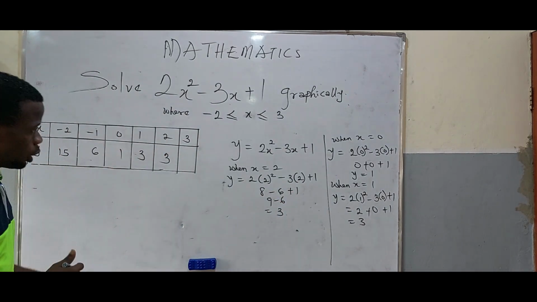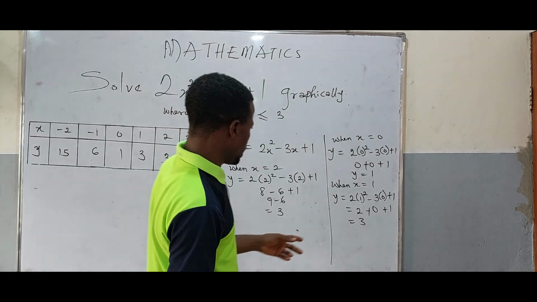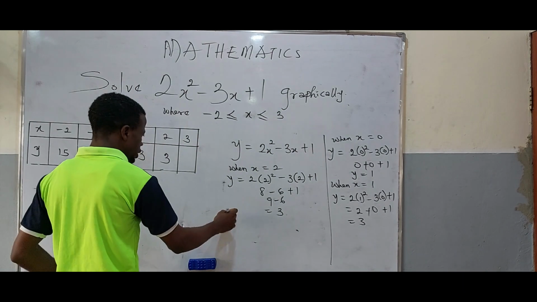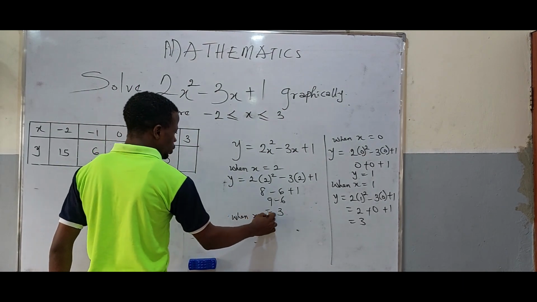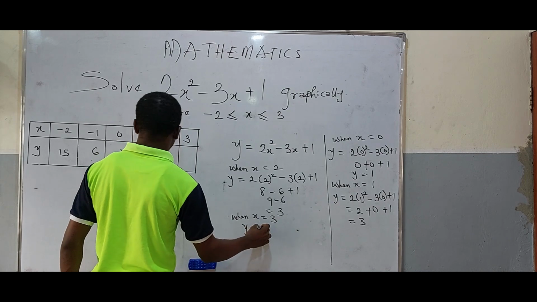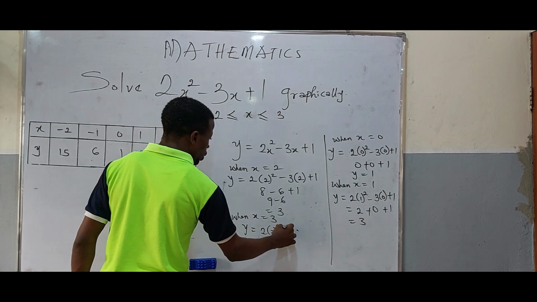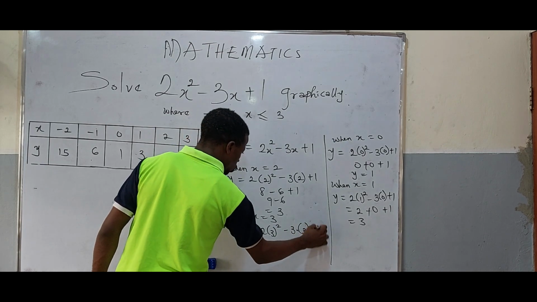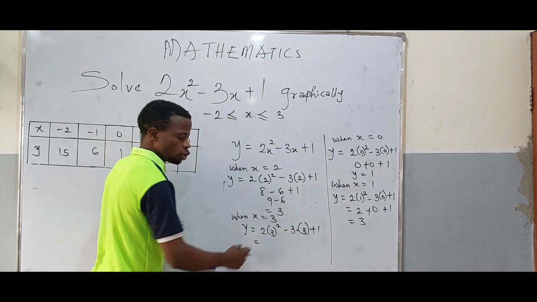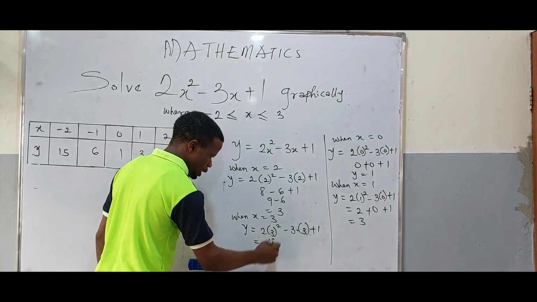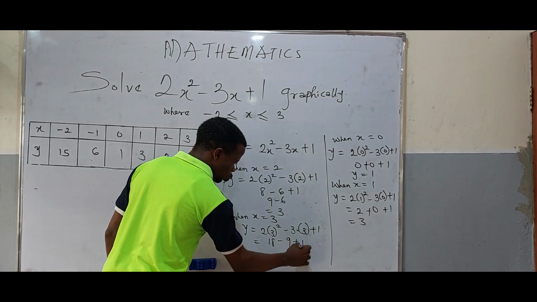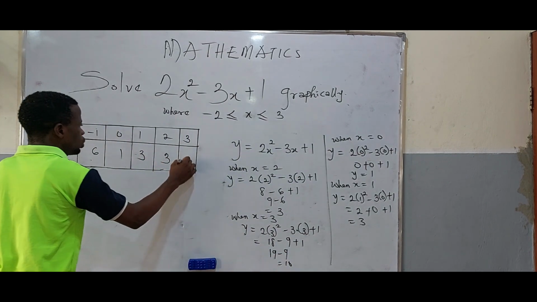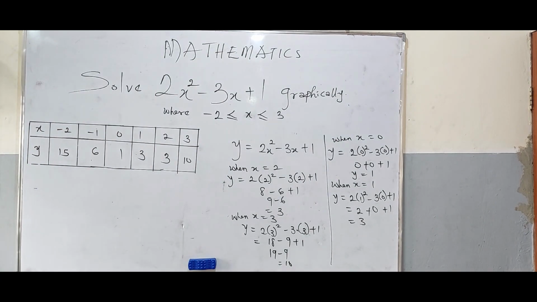So when x is 1, we have 0, and when x is equal to 3, y becomes 2 open bracket 3 all squared, minus 3 open bracket 3, then plus 1. What do we have? 3 squared is 9. 9 times 2, 18, minus 9, plus 1. That becomes 19 minus 9, and that is equal to 10. So there our y is 10.